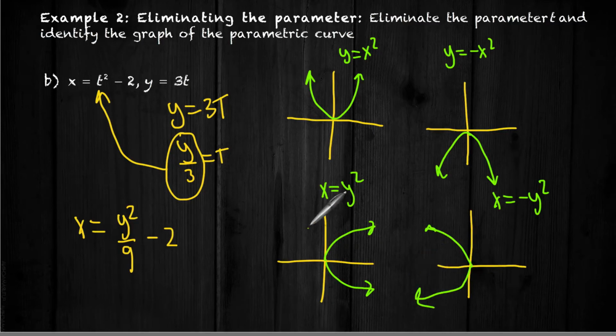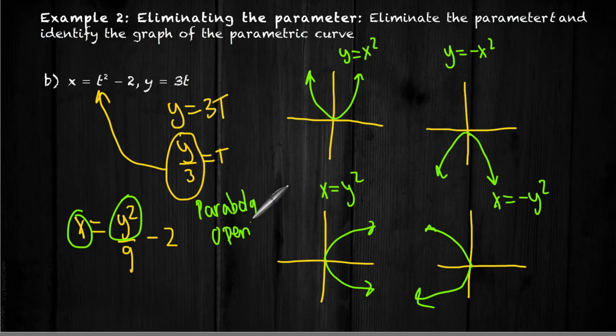And so all you really need to do for these problems is identify which of these 4 parabolas it is. And obviously you can see the x and the y squared. So what you'll write is this is a parabola that opens to the right. And that's all you need to do for this problem.